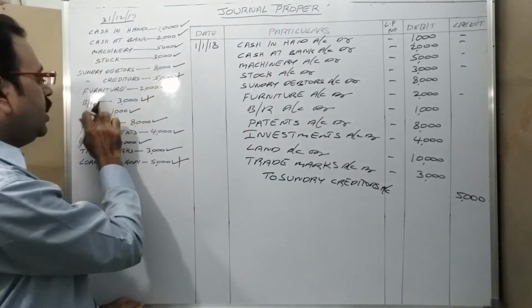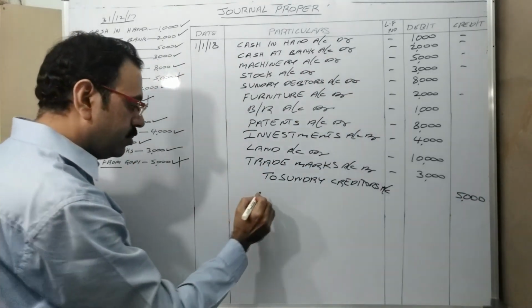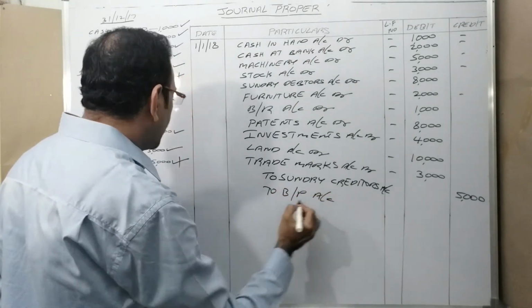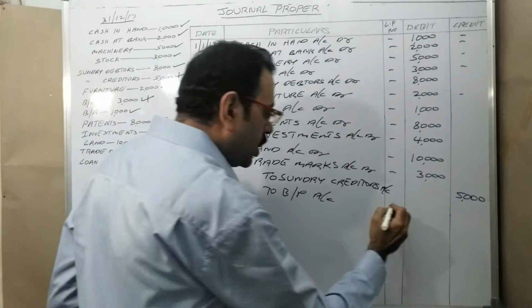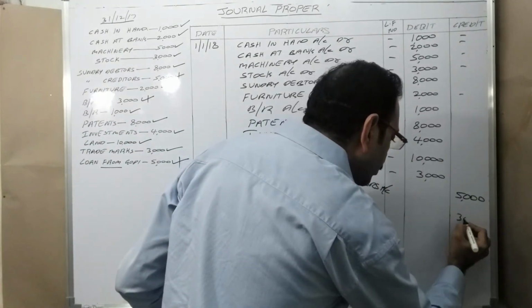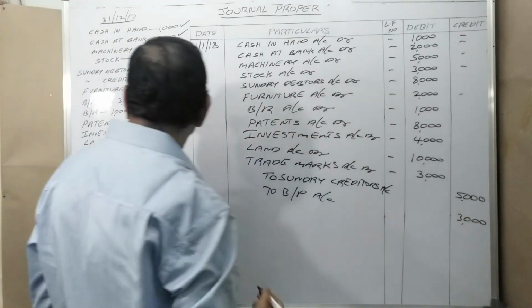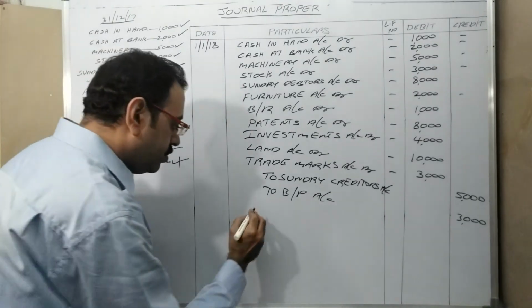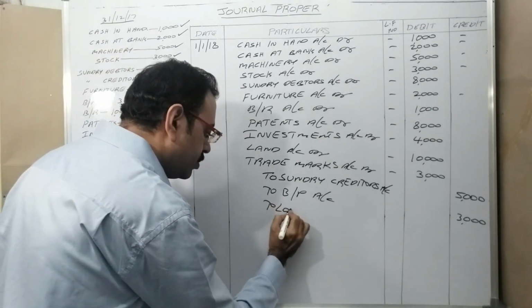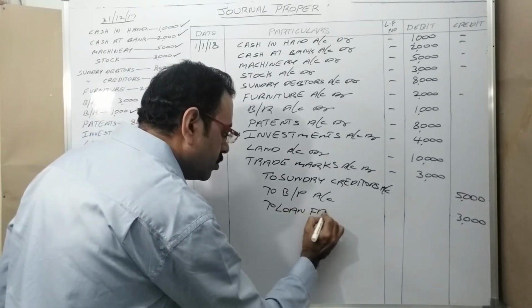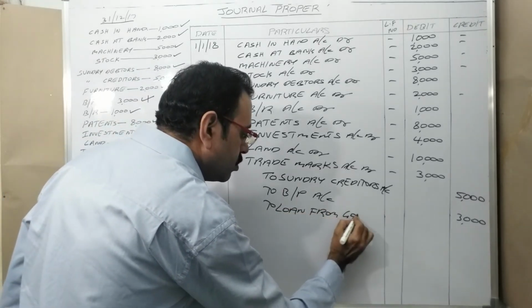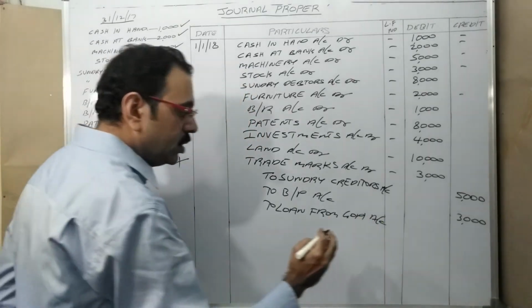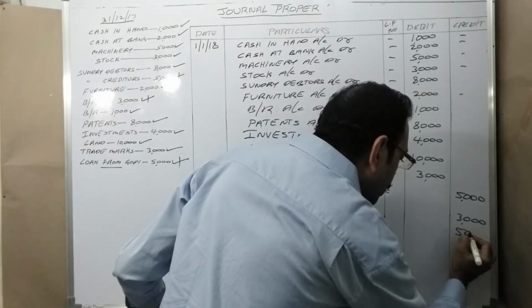Then the next liability is bills payable. To bills payables account, 3,000 rupees. Then loan from Gopi, to loan from Gopi account, 5,000 rupees.